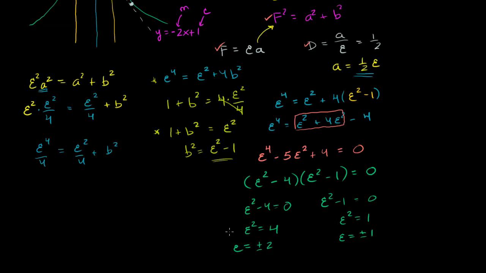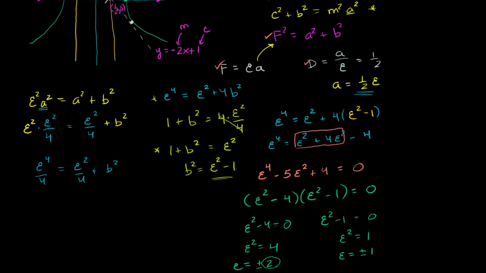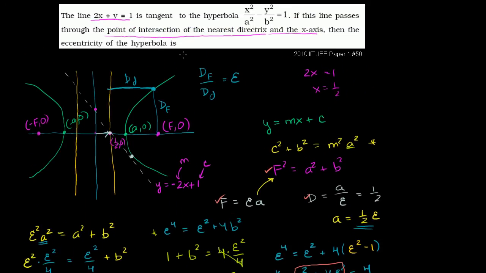And now the key realization is the eccentricity for a hyperbola is always greater than 1. So the only eccentricity here that is greater than 1 is positive 2. The other ones are either 1 or they're negative. So the only thing greater than 1 is positive 2. So the eccentricity of our hyperbola is positive 2. And we're done.